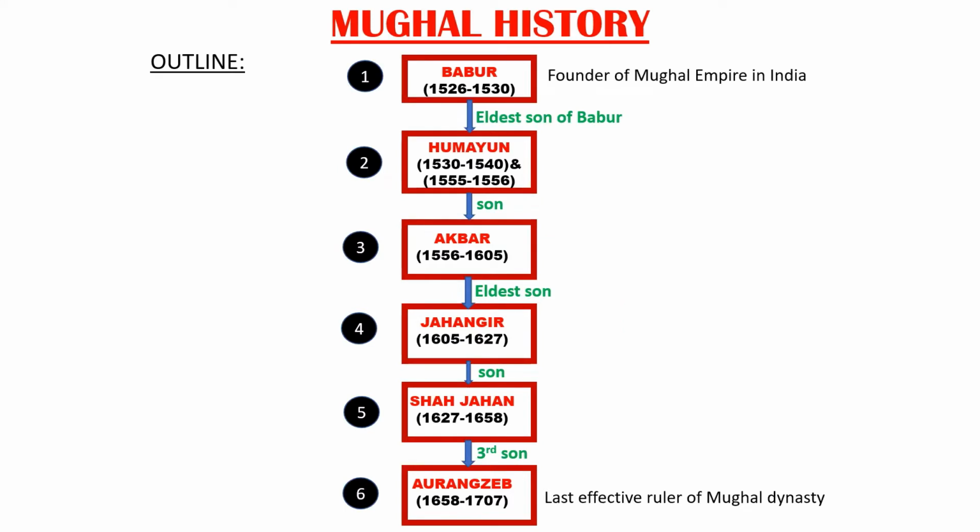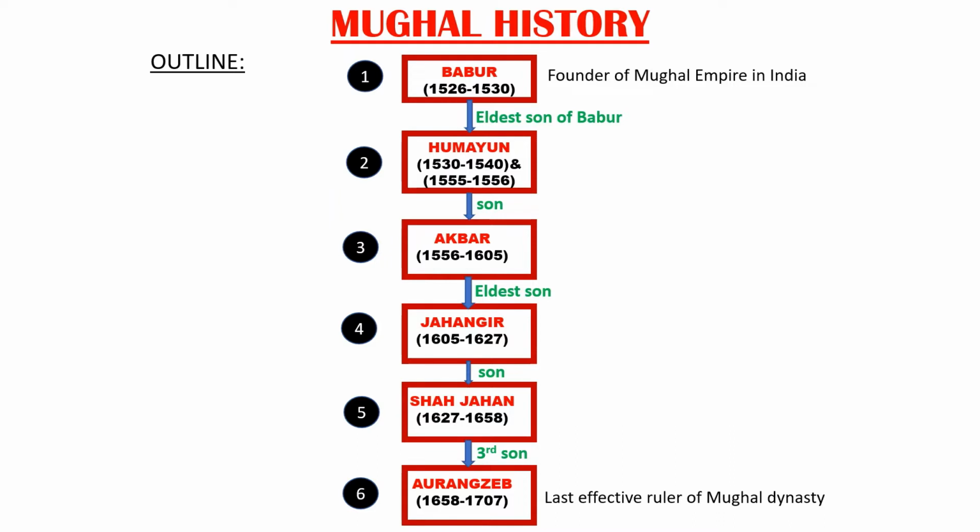Okay, this is the basic outline of Mughal history. Babur, who is the first Mughal emperor and he is the founder of Mughal Empire in India. Then Babur's son Humayun, he is the second Mughal emperor, then Akbar, Jahangir, Shah Jahan, Aurangzeb.